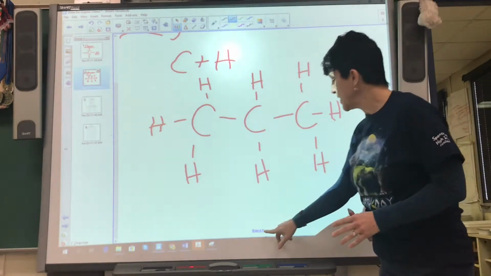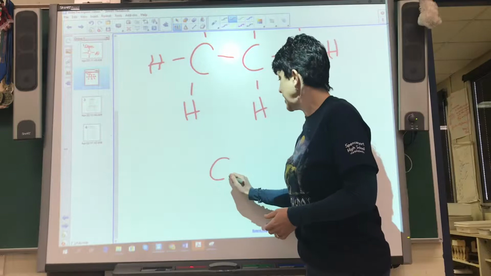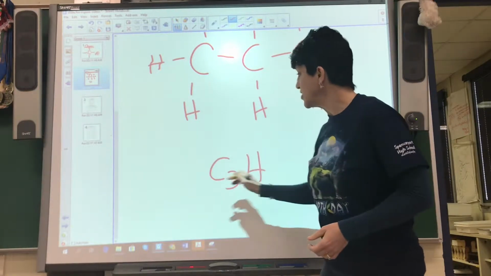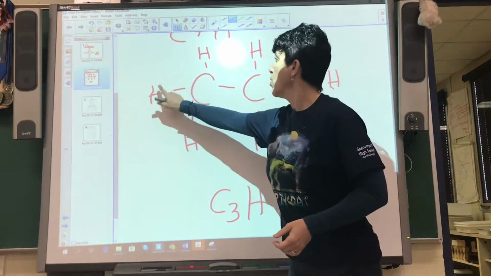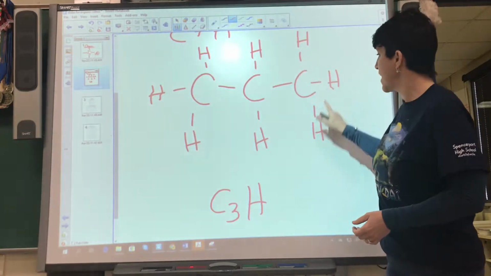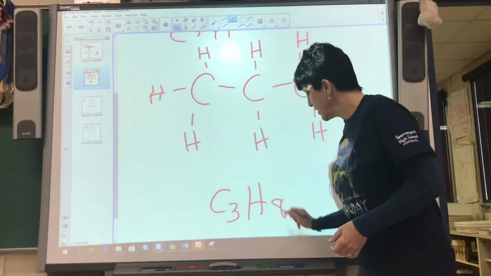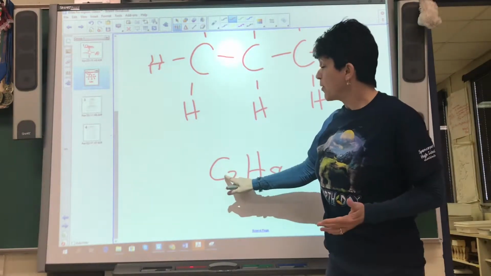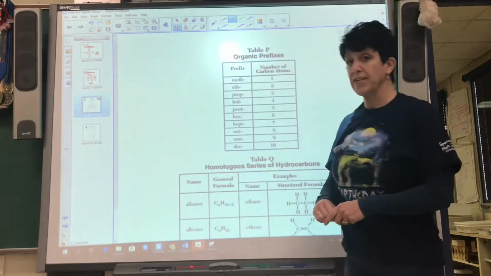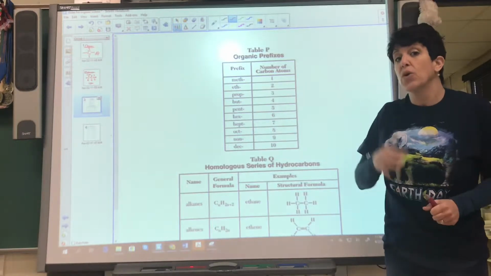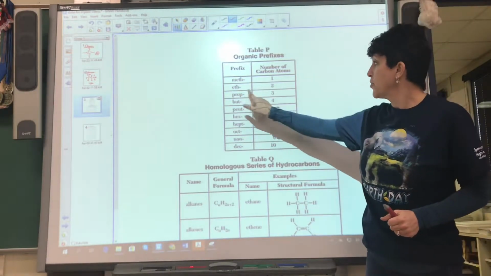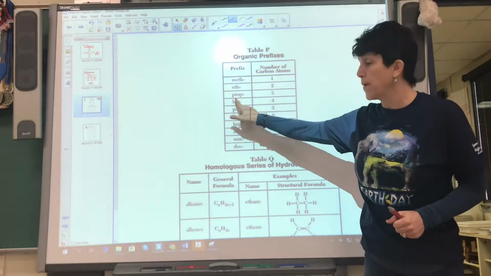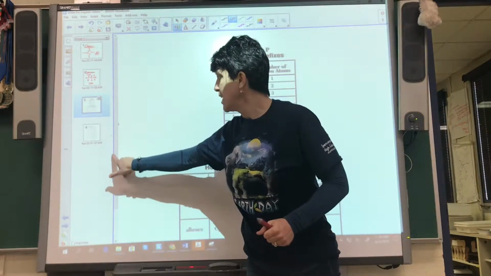So right now, this molecule is C3H. You can count them up. 1, 2, 3, 4, 5, 6, 7, 8. C3H8. Now, to name this molecule, 3 carbons, you go to your reference table, and here on table P are the organic prefixes. You go to 3, and that means prop. Now you go down here.